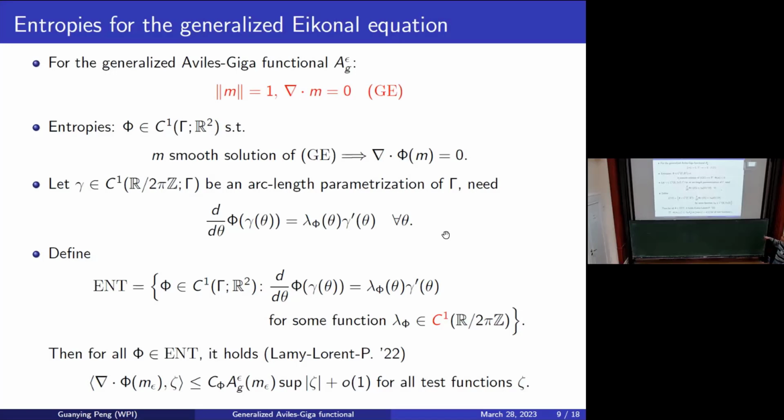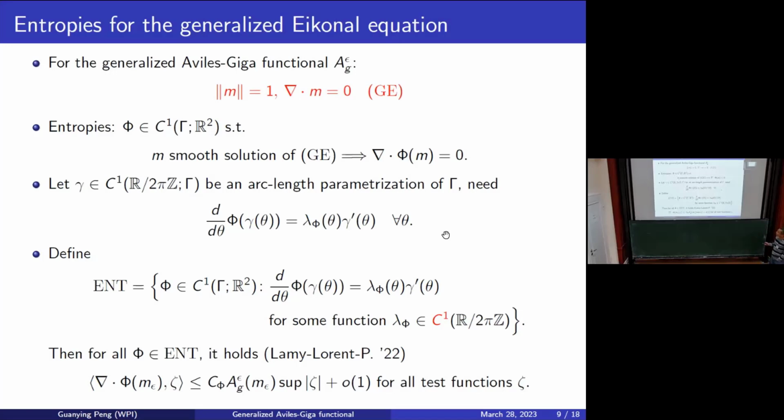Okay, so here then, this is the class of entropies for this generalized Eikonal equation and the generalized Aviles-Giga functional with this important property satisfied. So if you have the entropy production tested against a test function, there is this bound by the energy times the supernorm of the test function, and there is an error term. So this is similar to what happens for the classical Aviles-Giga energy and the classical Eikonal equation.